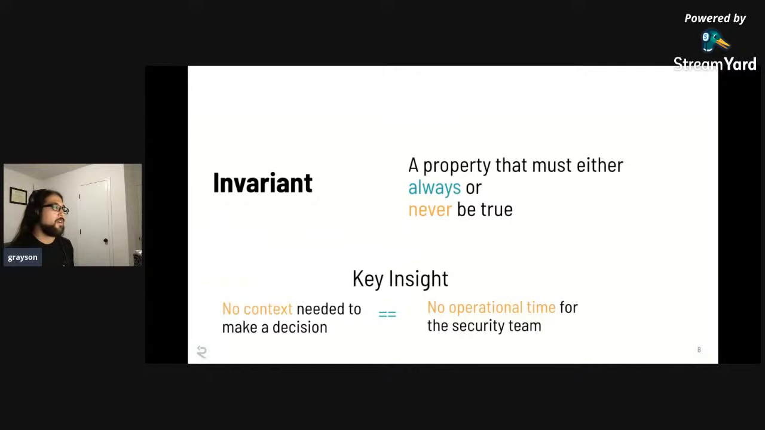So what does all this mean? Let's say you set the invariant on your projects or in your organization that you'll never use raw SQL queries, you always use an ORM or some other safe SQL library. That's your invariant. Never use raw SQL, always use some other thing. That means if you ever see raw SQL in your code, there's no longer any context needed to make a decision. There's no operational time needed to figure out whether this is an actual vulnerability. We've just said, no, we don't do things this way here. We are doing things this way, which is much safer.